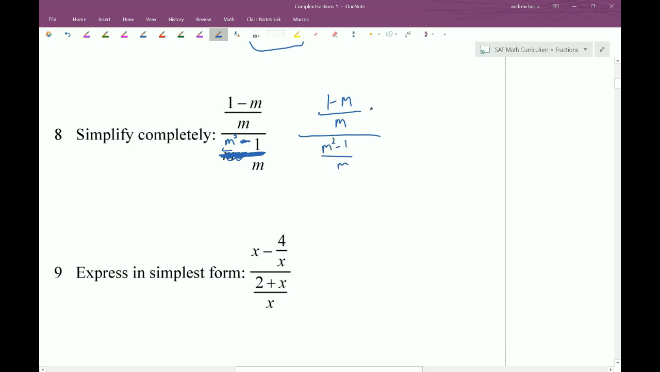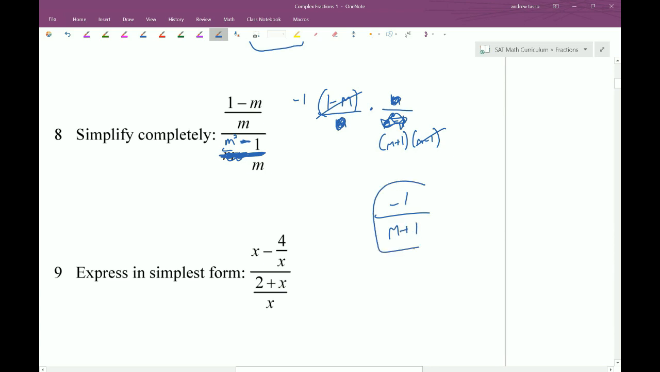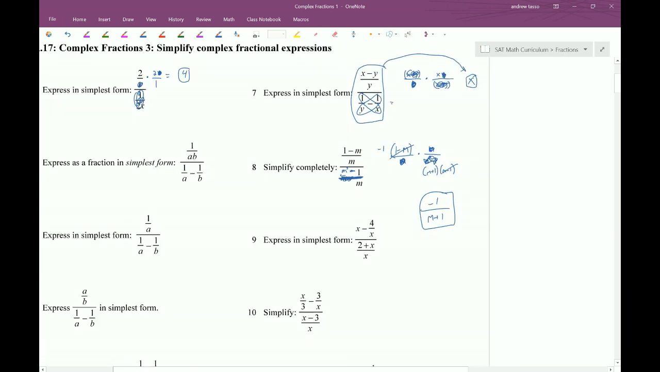Then we can keep change flip. Okay. Now these m's can cross cancel. This can be factored into m plus 1, m minus 1. And then the 1 minus m can cancel with the m minus 1, but we need to write a minus sign. So the final answer will be this. Okay? So you see, these are quite a joy to solve when you know the right way to do it.